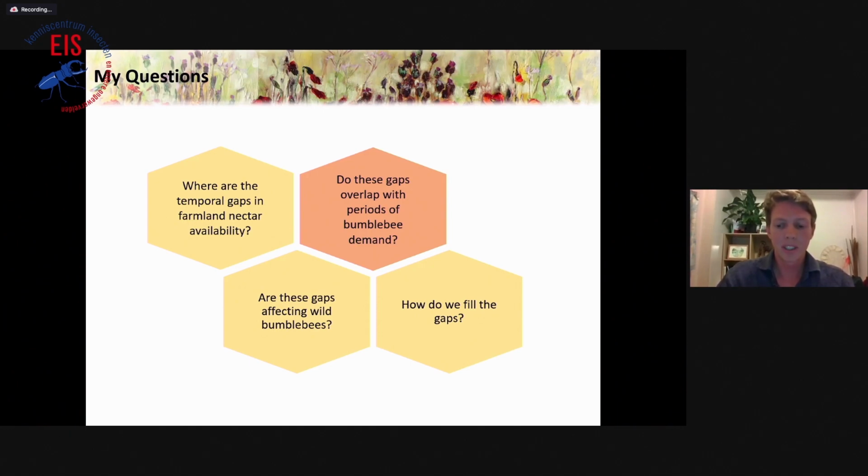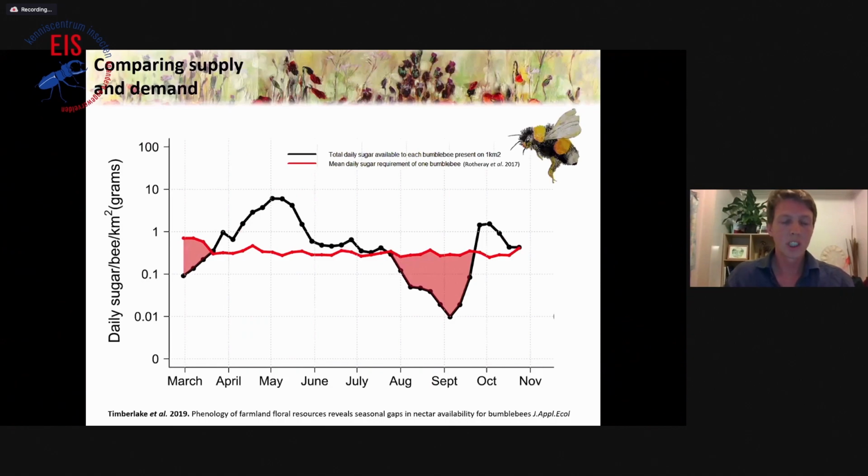So we wanted to investigate this, and we did this by scaling total nectar availability at each point in the year by the estimated abundance of the three most common bumblebee species on farmland, Bombus terrestris, lapidarius, and pascuorum. And this gave us a measure of the amount of sugar available per individual bee at each time point in the year. And we could then overlay the estimated daily sugar requirements of an individual bumblebee. And this is data from Rotheray et al.